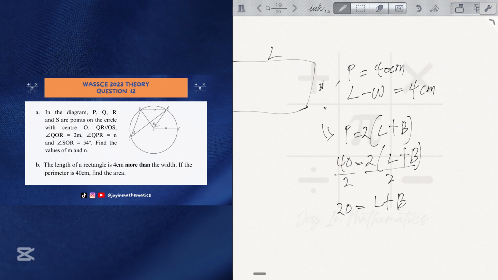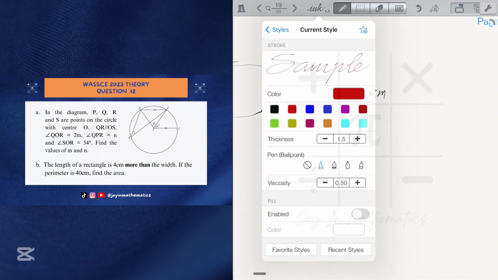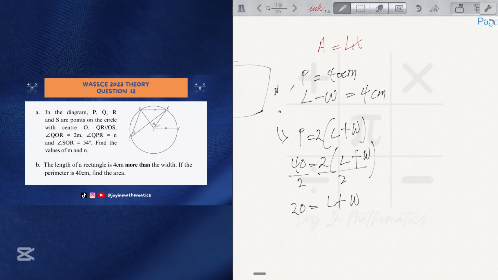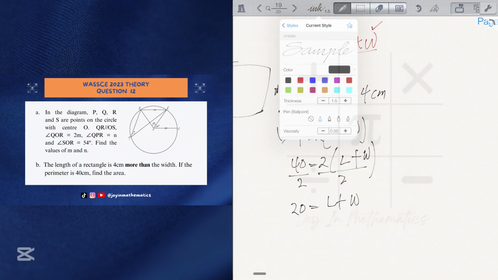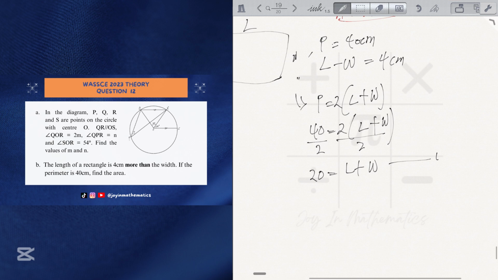Now this time we are using width, W and W. So now we are looking for the area, but for us to know the area, the formula for area is equal to length times width. So for us to know the area, we must know the value of the length and also the value of the width. So to get the value of the length and width, we are going to use these two equations. We'll call this equation 1, and also call this equation 2.